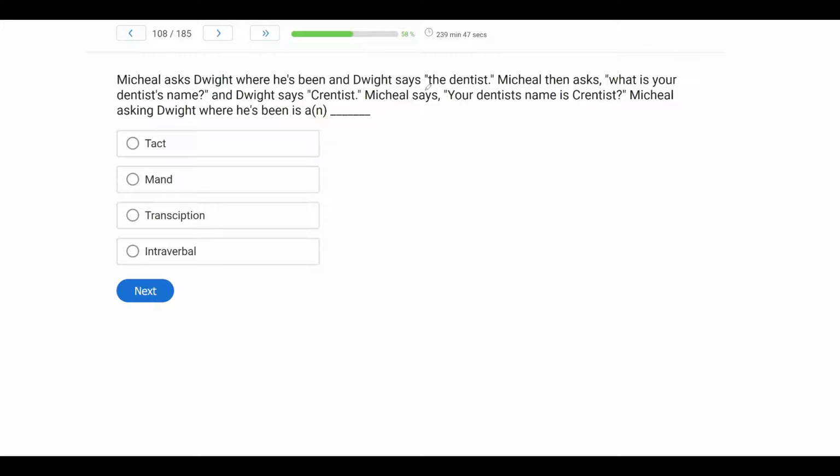Michael asks Dwight where he's been, and Dwight says, the dentist. Michael then asks, what is your dentist's name? And Dwight says, Crentist. Michael says, your dentist's name is Crentist.